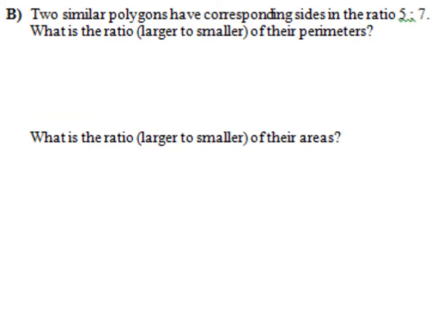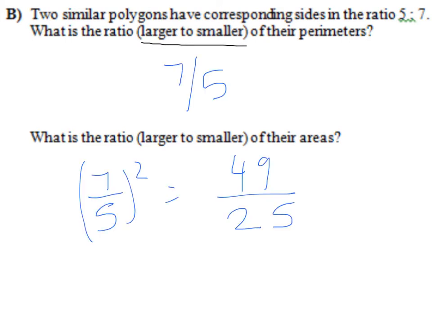Right now I want you to pause the video and attempt this next one by yourself. Be careful where it says larger to smaller. Your two answers should be 7/5 because 7 is larger than 5, so larger to smaller, larger should be on top. And your second answer should be 49 over 25 because you have to square both the top and the bottom for the ratio of areas.